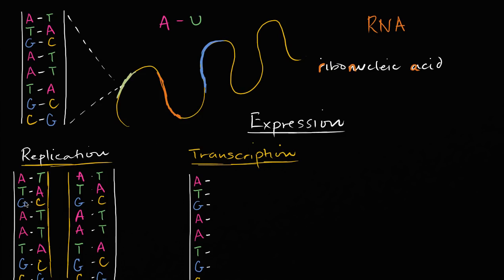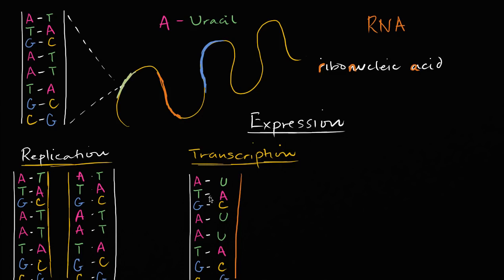So for the RNA, and in this case the mRNA that's going to leave the nucleus, A is going to pair with U, U for uracil. Uracil is the base we're talking about. Thymine is still going to pair with adenine, just like that. Guanine is going to pair with cytosine, and cytosine is going to pair with guanine.